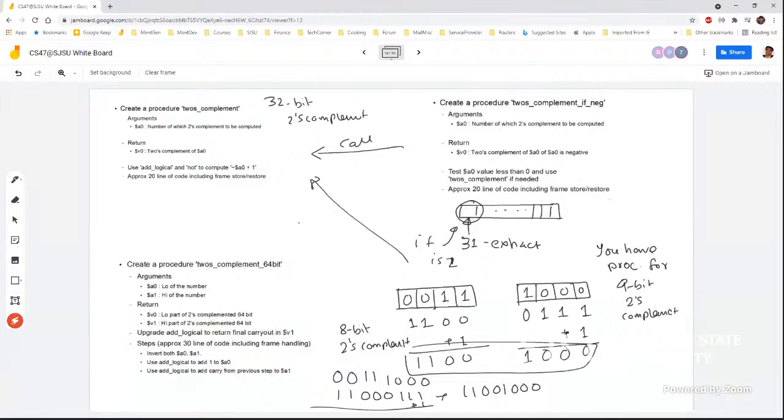Yeah, that makes sense. But I have one more question. For the 32-bit 2's complement, do we store and restore the A0 and A1 after we change it? Yeah, it's a procedure, right? So if you are changing them in any sense, then you need to do store and restore. Okay. Thank you, Professor. No problem, Troy.